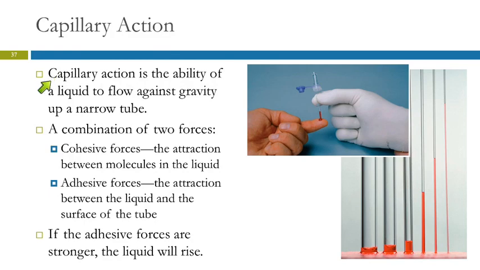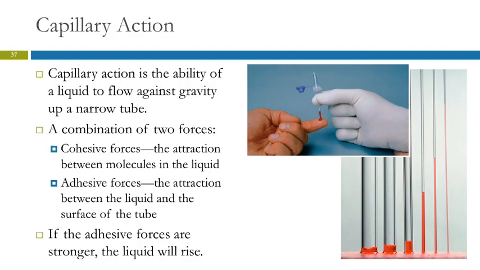So capillary action is the ability of a liquid to flow against gravity up a narrow tube. It has to be a narrow tube. It's not going to happen with a big fat tube. It's against gravity because gravity pulls things down. You expect things to run out of a straw, not to run up a straw.